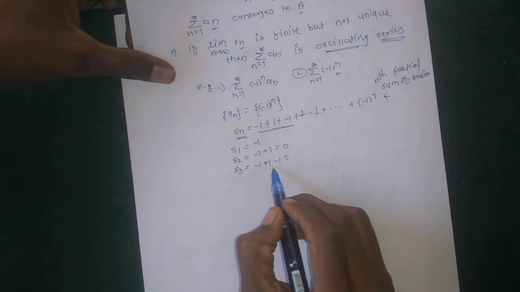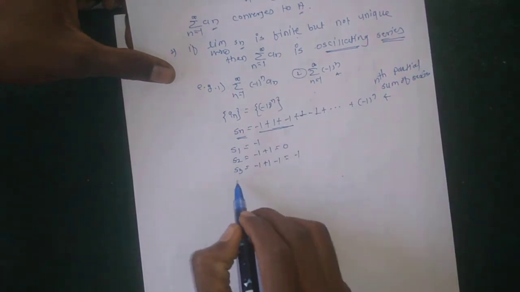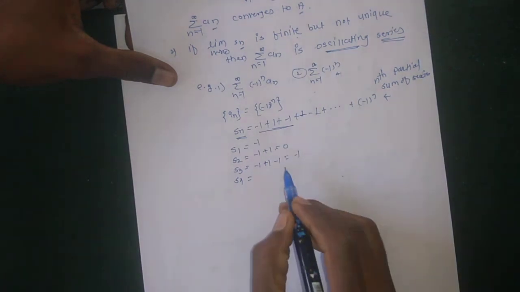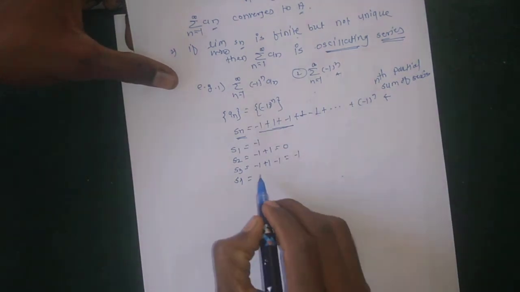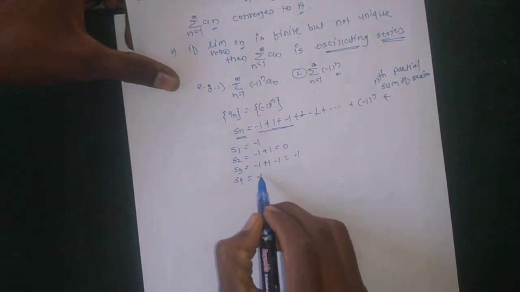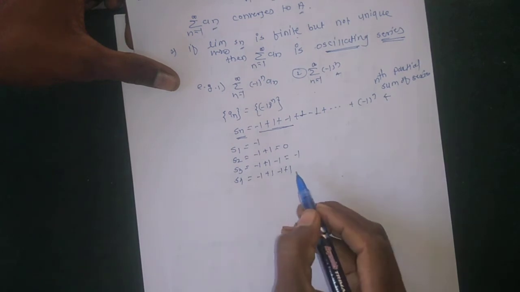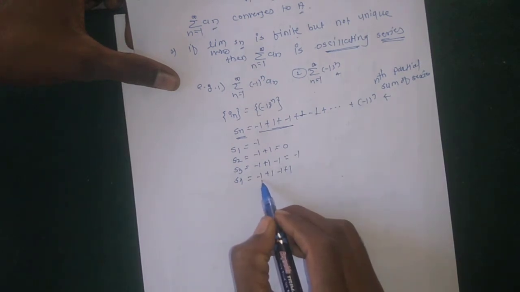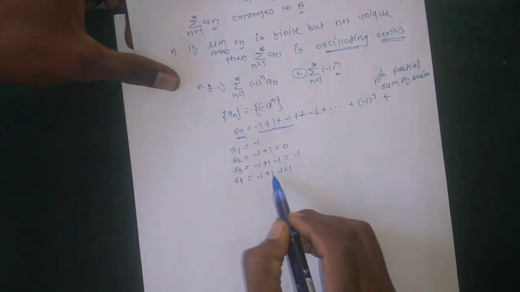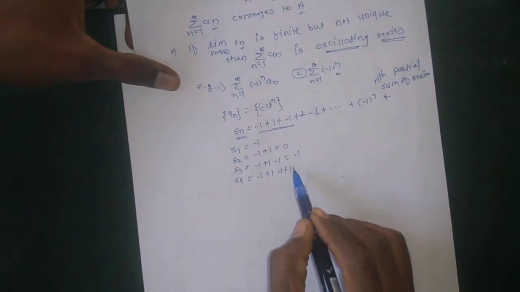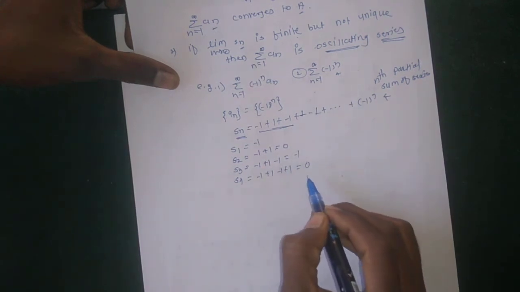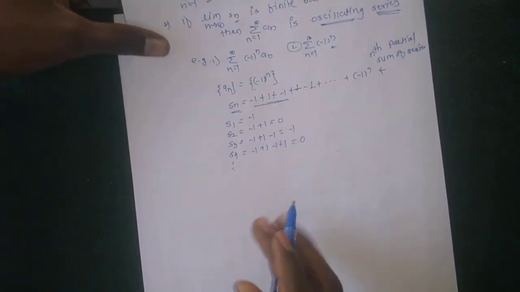Their value is again minus 1 plus 1, which is 0, remaining minus 1. Then s4 is the fourth partial sum of the series, the first four terms, that is minus 1 plus 1 minus 1 plus 1. Putting n equal to 1, then n equal to 2, the power is positive after 4. So in this way minus 1 plus 1, the value is again 0, and we continue in this way.